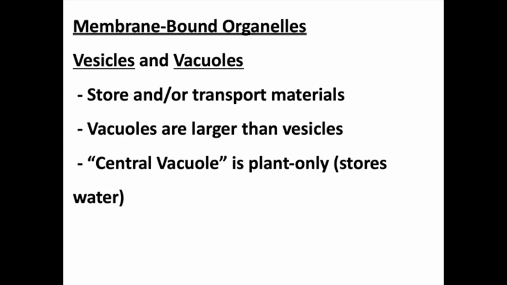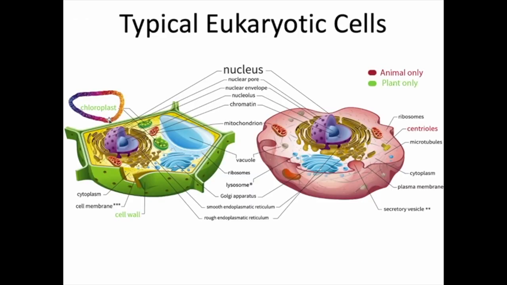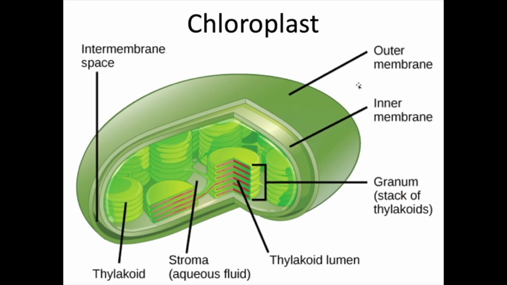Speaking of plant only, that's a good segue into the next organelle, chloroplasts. We can see it labeled in green here, chloroplast. It's the green-looking oval, green-looking pill here. If we zoom in on the chloroplast, yeah, there's a lot of labeled stuff going on, but the job of this chloroplast overall is to do photosynthesis. That's why it's plant only. That's why it's not found within animal cells.